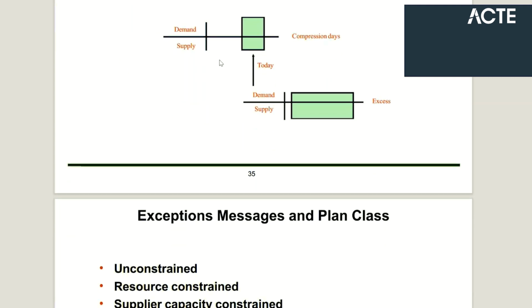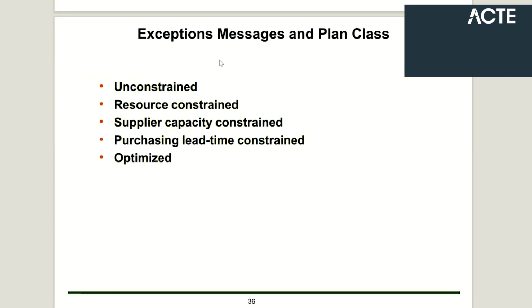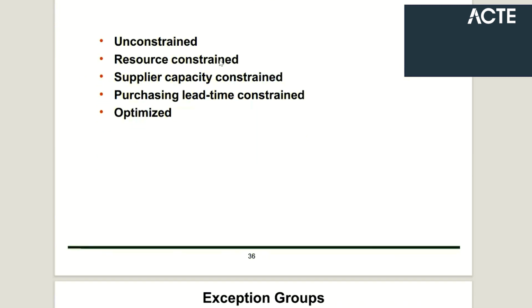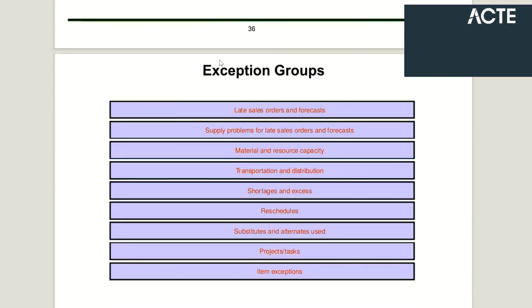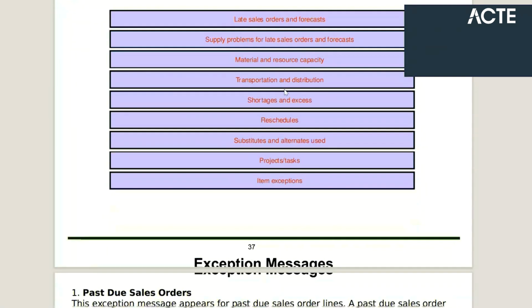So you have to write in such a way, okay, there is a problem, there might be a resource constraint, or supply capacity constraint, or lead time constraint, or optimized. So you write the corresponding exception groups. In the exception groups, you have to consider late sales order or supply problems, material and resource capacity, transportation and distribution, shortages and excess, reschedules, substitutes and alternates used, projects, tasks, item exceptions. So these are all the ways you write the corresponding exception groups.